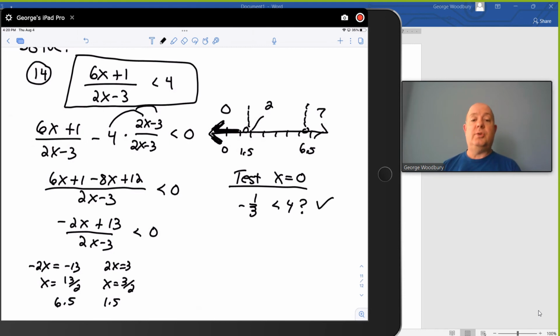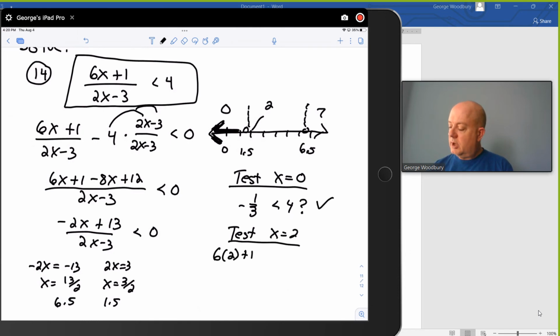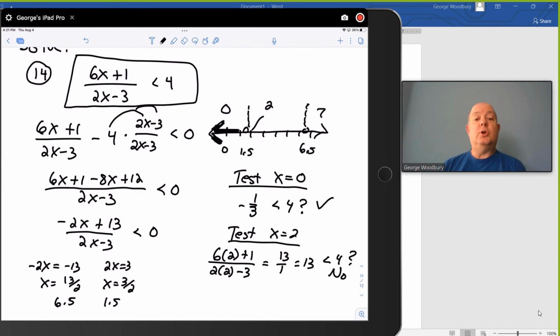Next, I want to go to x equals 2. And I've got 6 times 2 plus 1 over 2 times 2 minus 3. That is 13 in the numerator and 1 in the denominator. That's just 13. Is that less than 4? No. So that's not a solution. And that means none of the values in that middle interval are solutions either.